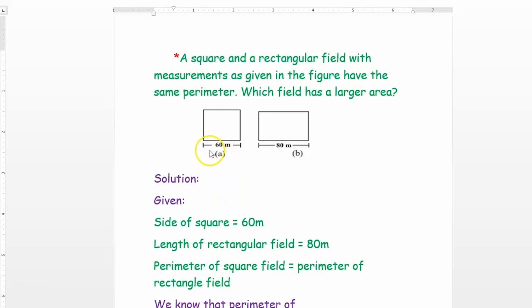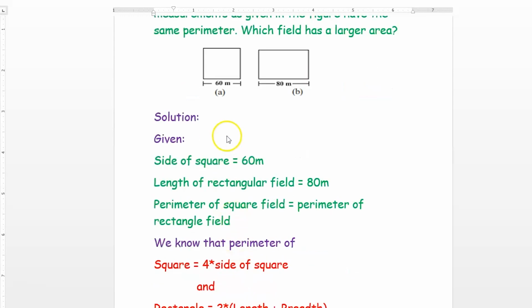It's given the side of a square is 60 meter and the length of the rectangle is 80 meter. Then it is given they have the same perimeter. Perimeter of the square field equals perimeter of the rectangular field. So now first we will find the perimeter of both the fields.